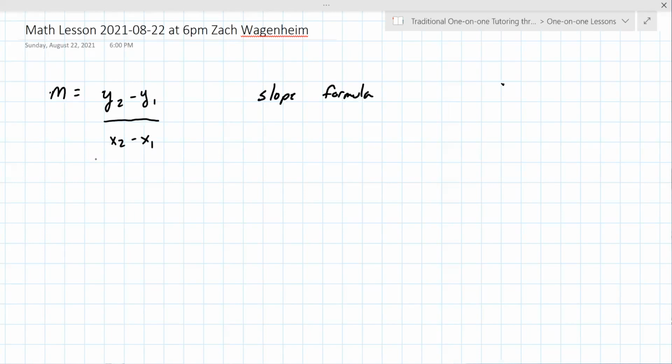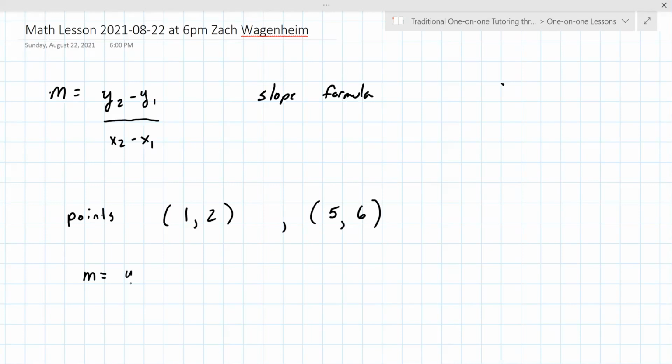I'm going to start with a few problems. I'm going to give you some points. Let's say I give you the points 1, comma 2, and a second ordered pair of 5, comma 6. And I ask, what is the slope between these points? Is that maybe something you saw in class? That is something I saw in class, I think. So let's start here.